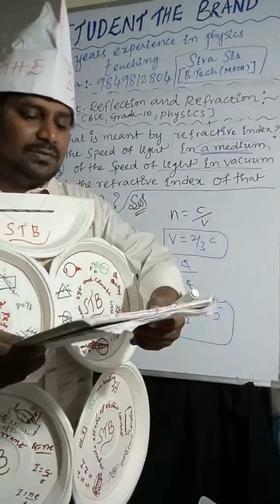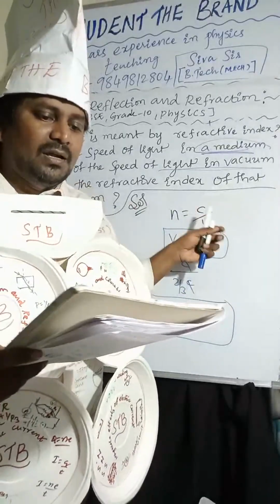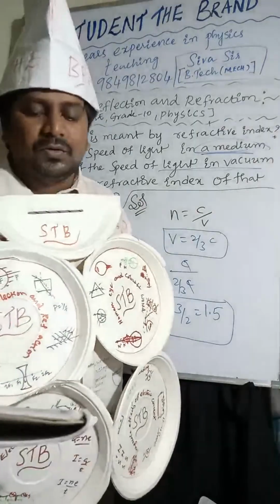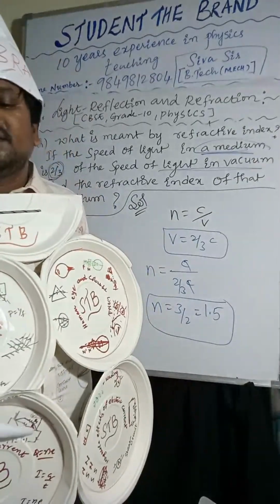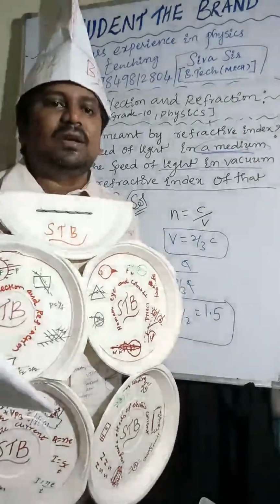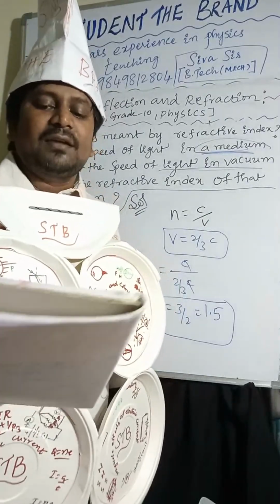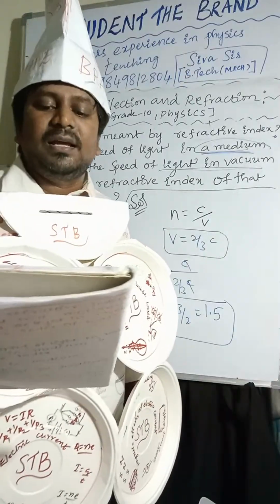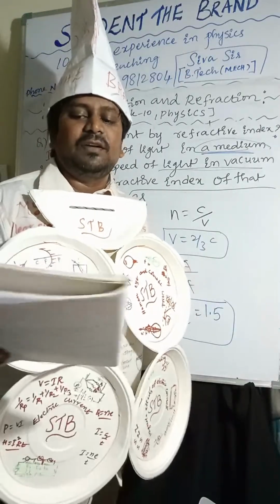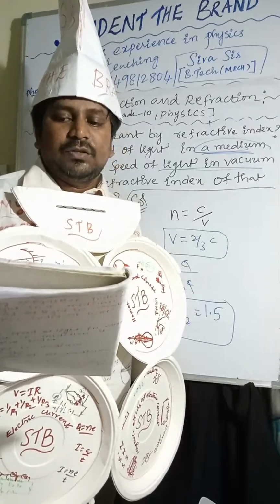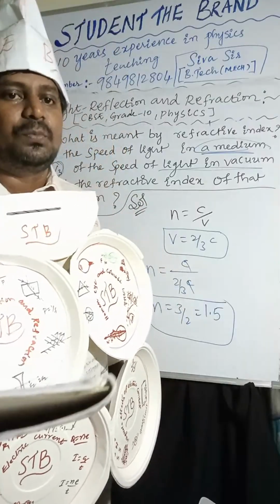Okay. So next one, one more statement they've given, related to statement questions. The refractive index of diamond is 2.42. Okay, so the refractive index of diamond is 2.42.